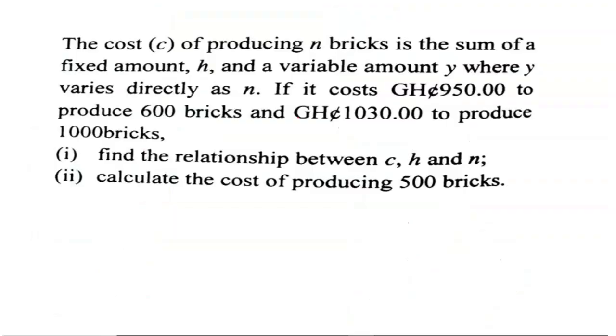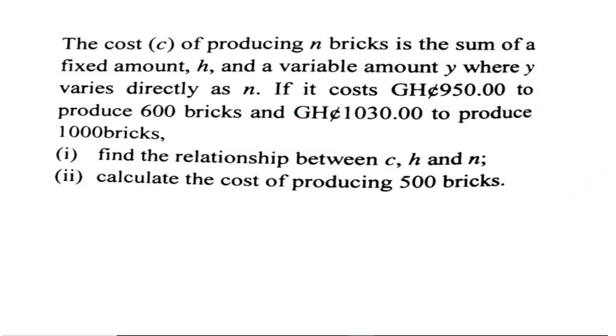The cost of producing n bricks is the sum of a fixed amount h and a variable amount y, where y varies directly as n. If it costs 950 Ghana cedis to produce 600 bricks and 1030 cedis to produce 1000 bricks, find the relationship between C, H and N. Calculate the cost of producing 500 bricks.